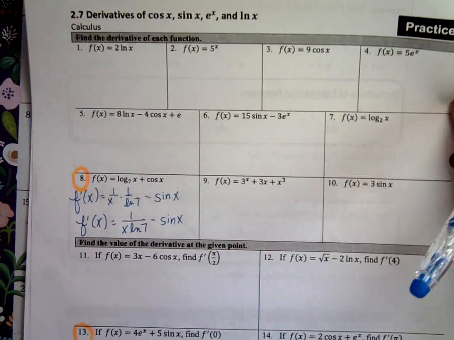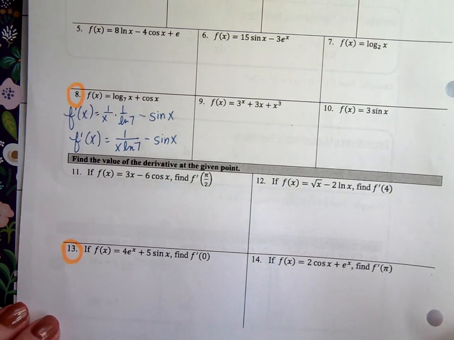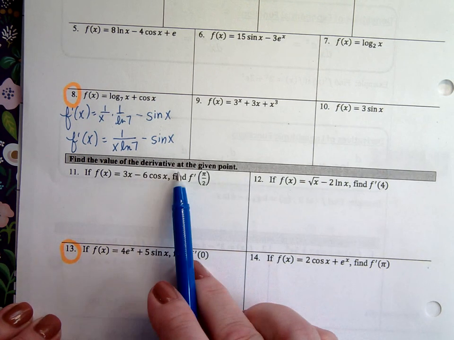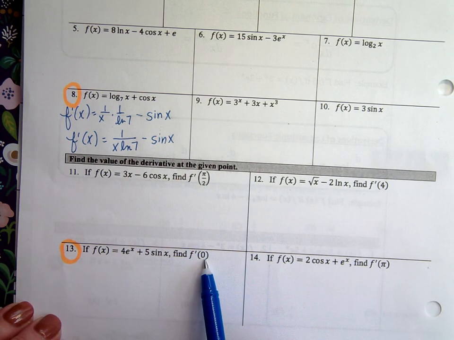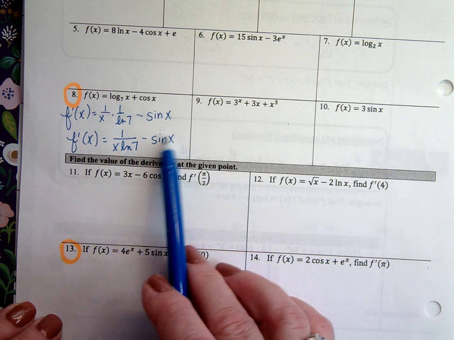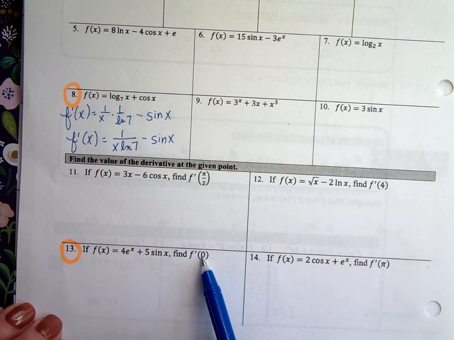Then they step up their game with number 13. He's next on my list. And they say, all right, find the value of the derivative at the given point. Okay, so now you're given a point. So not only do you have to take it to this step, but now you've got to plug in what x is. In our case, in 13, our x is going to be a 0.